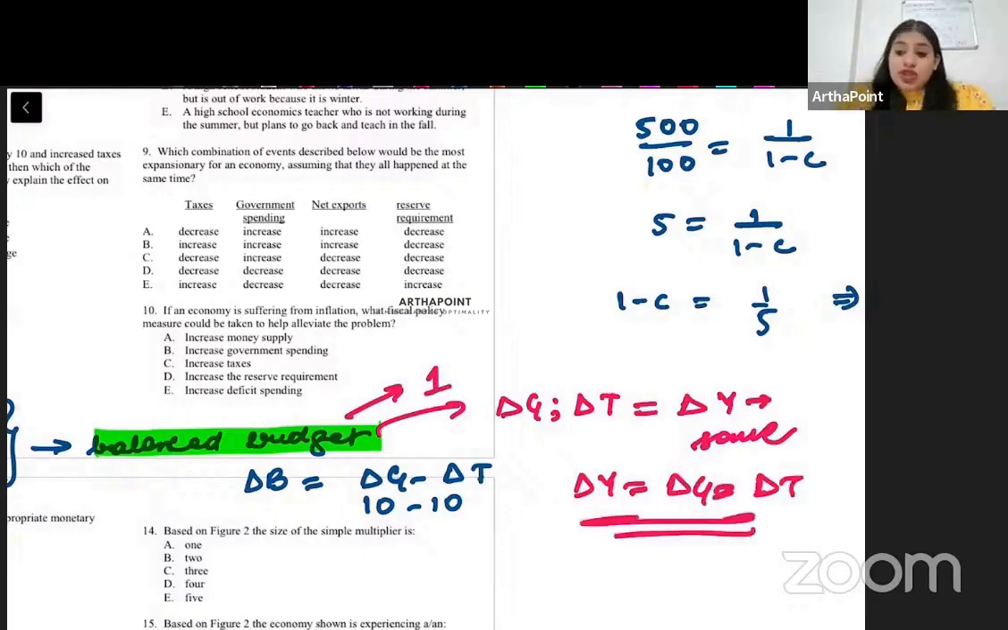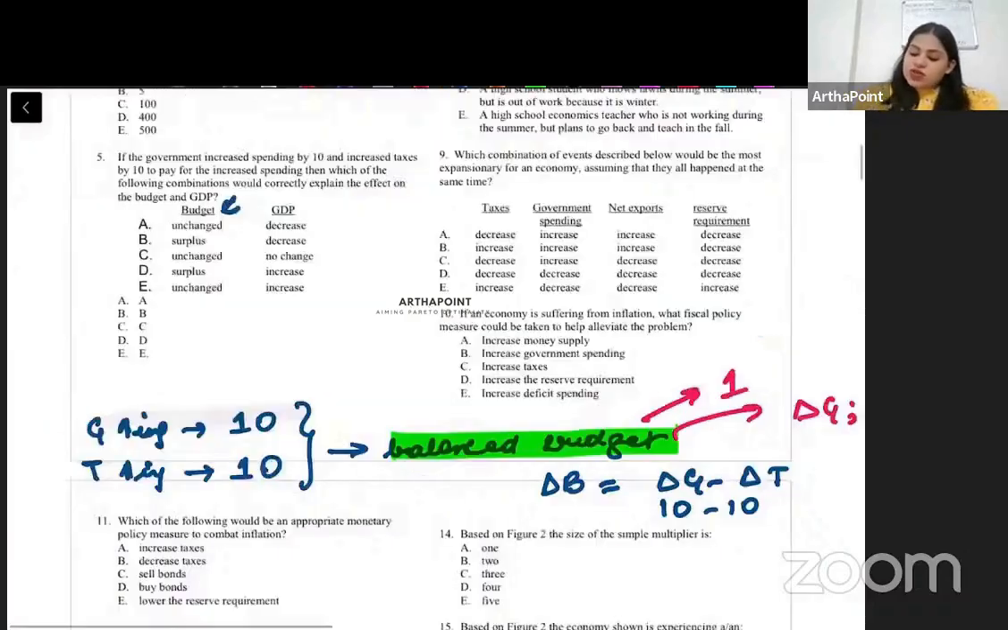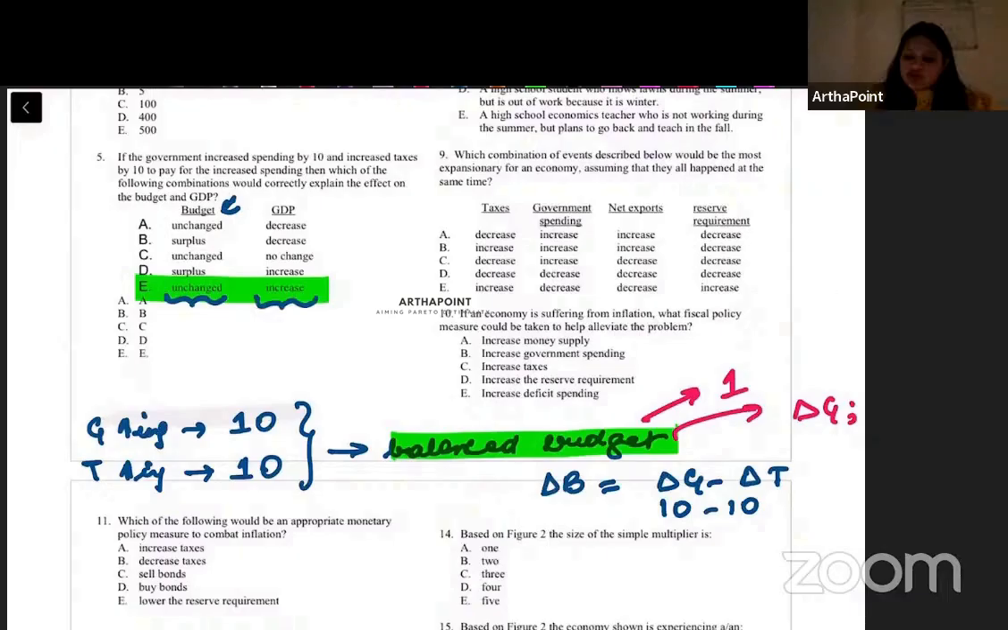So GDP will increase. By how much? By as much as G is increasing, as much as T is increasing. So GDP will increase by 1 beta, but GDP will increase. Change in GDP, the multiplier will be 1, right? So the answer to this question should be E, that the budget will be unchanged, but GDP will increase. So E is the correct option to this question.